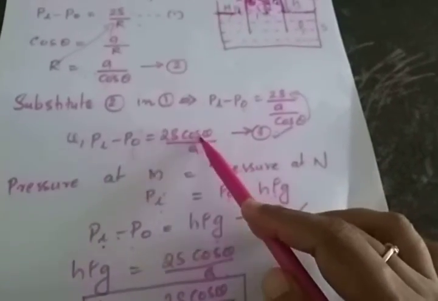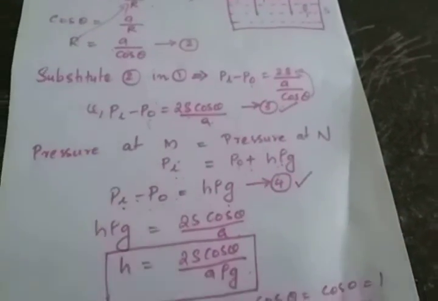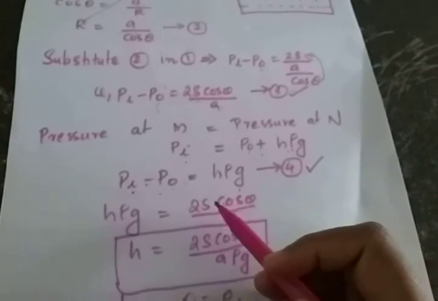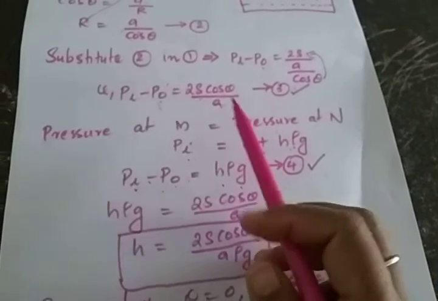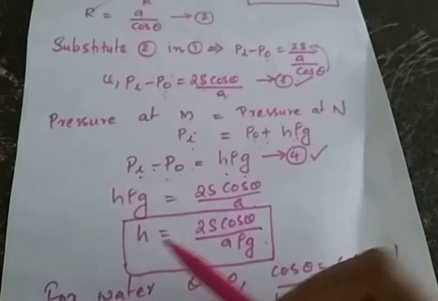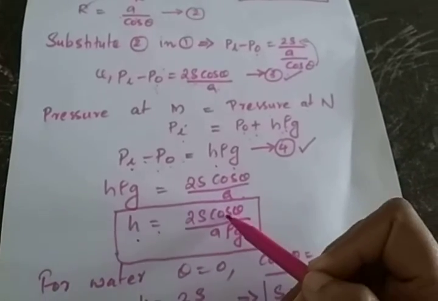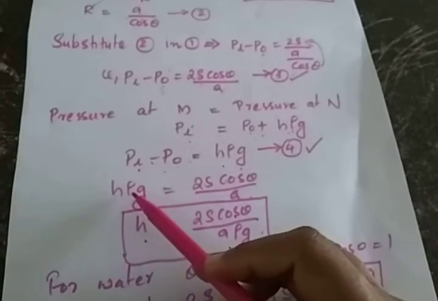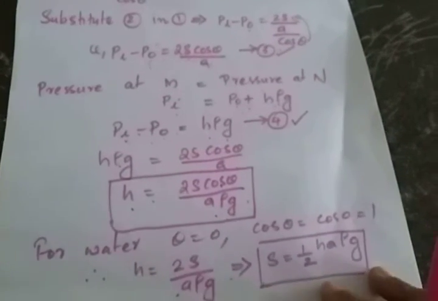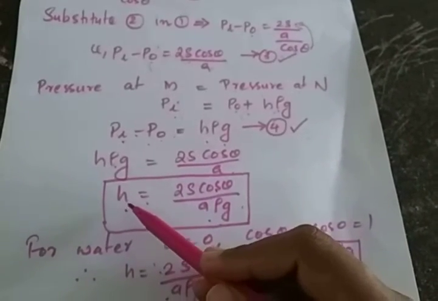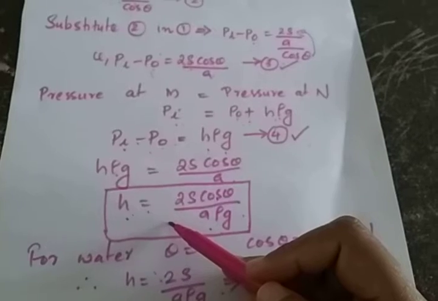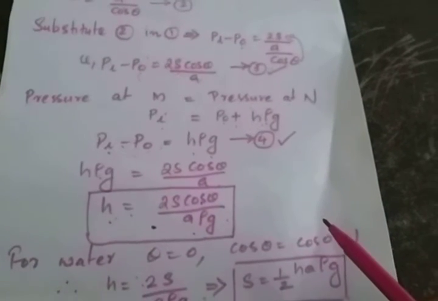So we can equate the RHS of these two equations. When we equate the RHS, you will get h rho g is equal to 2S cos theta by A. Therefore, h is equal to 2S cos theta by A rho g. This h itself is the capillary rise. So we have found an expression to calculate the capillary rise.